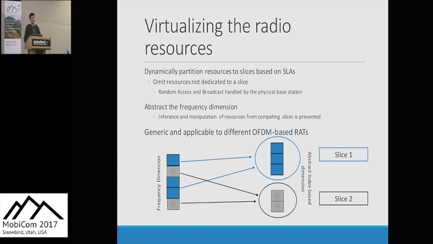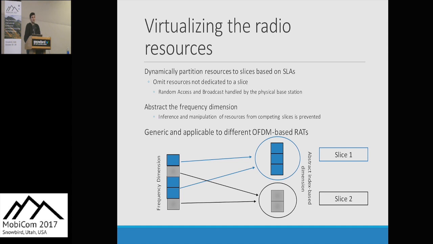And these resources are revealed to slices in a virtualized form where the resources not dedicated to a particular slice are omitted. And this would include resources that would be allocated to different slices, but also resources that are going to be used for the random access and broadcast processes, because these are operations that are handled internally by the physical base station. Now, one design choice that we've made in Orion when virtualizing the resources is that we need to abstract the frequency dimension and instead reveal these resources in an abstract index-based form.